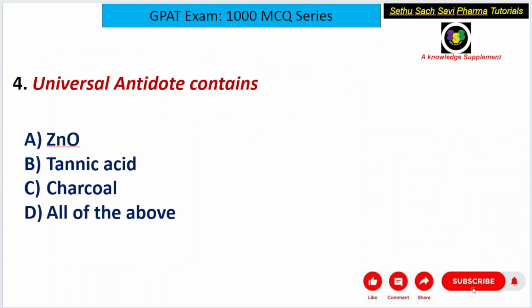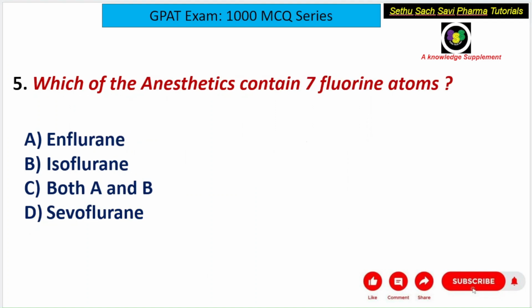So here the question was the components. So ATM, activated charcoal, tannic acid, and they have given zinc oxide. Zinc oxide can be used instead of magnesium oxide. So the correct answer for this question would be all of the above, D choice. Let's move on to the next question, the last question of the day.